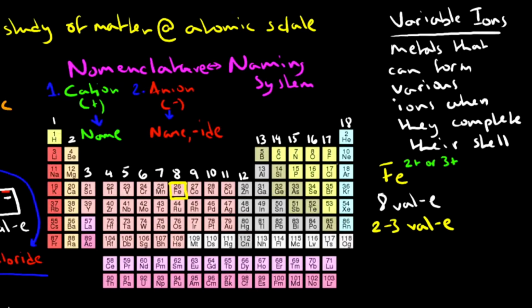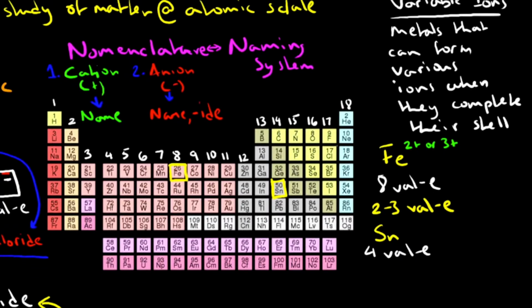Another example of a variable ion would be tin. Tin is right here on the periodic table of elements. It has 4 valence electrons. However, when it gives up valence electrons in ionic bonds, it can give up either 2 or 4 valence electrons, and it can be stable either way. This time, tin can form either a 2 plus or a 4 plus ion. So, as you can see, different variable ions have different possibilities for the ions they form.